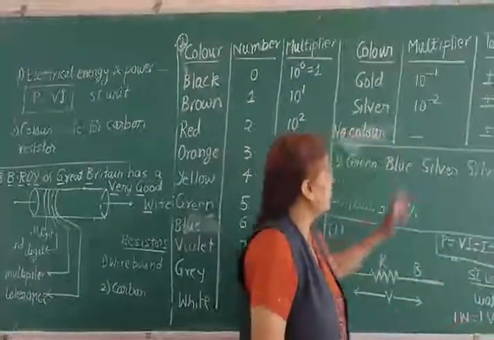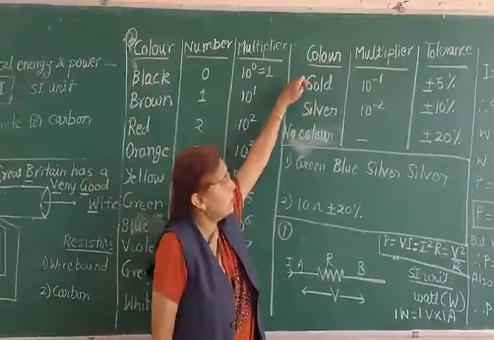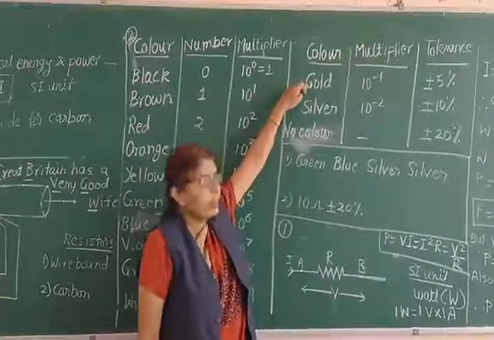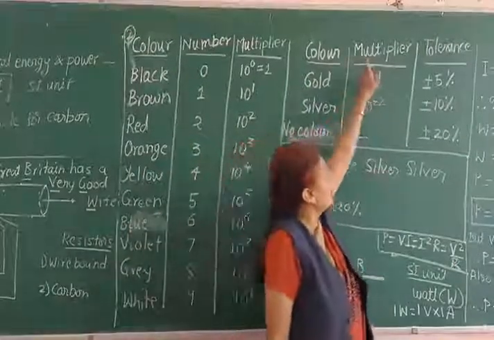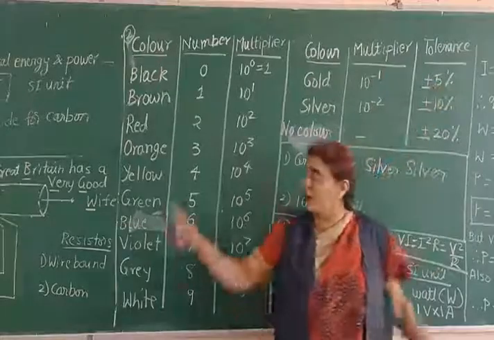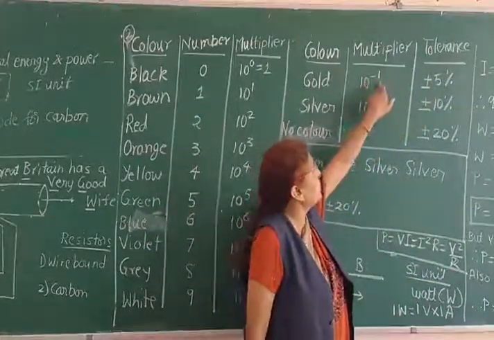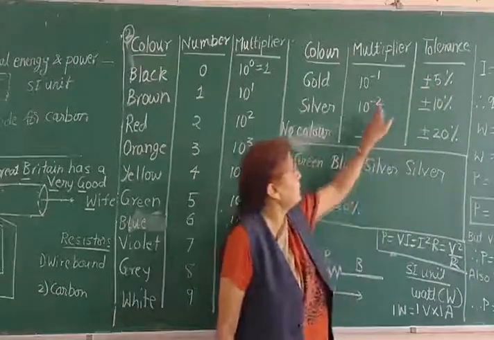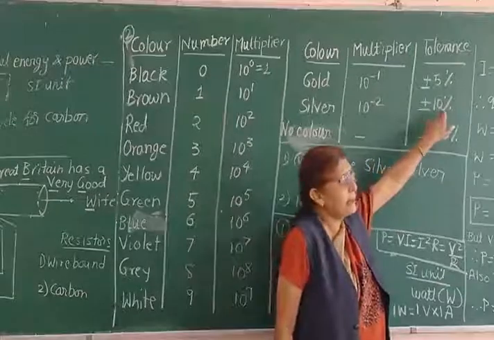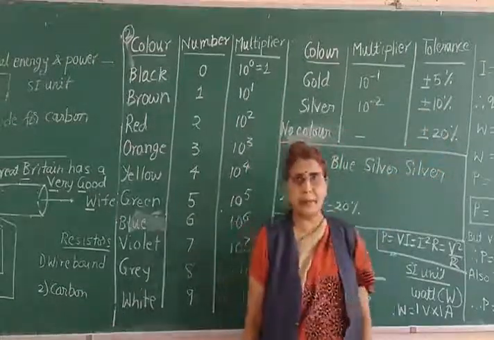Then a few more colors you have to remember. These are for tolerance value. I'll tell you what that tolerance is. Either it will be gold, silver, or there will be no color. So here I have made two columns, multiplier and tolerance. There is no number column here, only multiplier and tolerance. This is 10 raised to minus 1. Tolerance is plus or minus 5%. This is 10 raised to minus 2, plus or minus 10%. And for this only tolerance is there, it is plus or minus 20%.